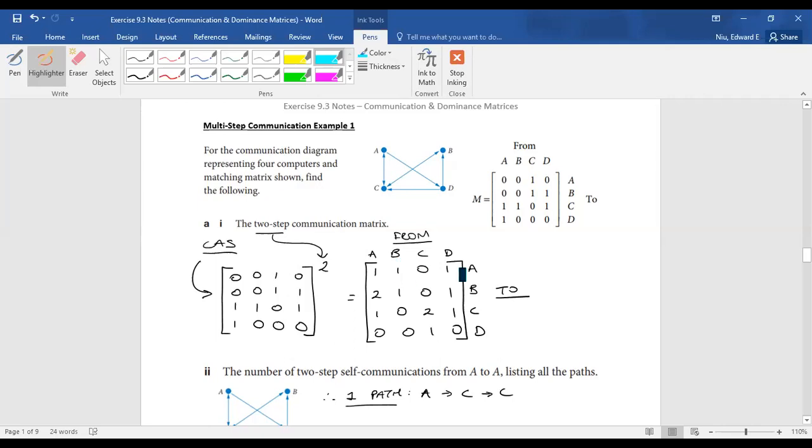So this is just talking about exclusively 2-step communications, okay? Not 1 step, not 3 steps, just moving twice. You can get from the cities with a value that's not 0.